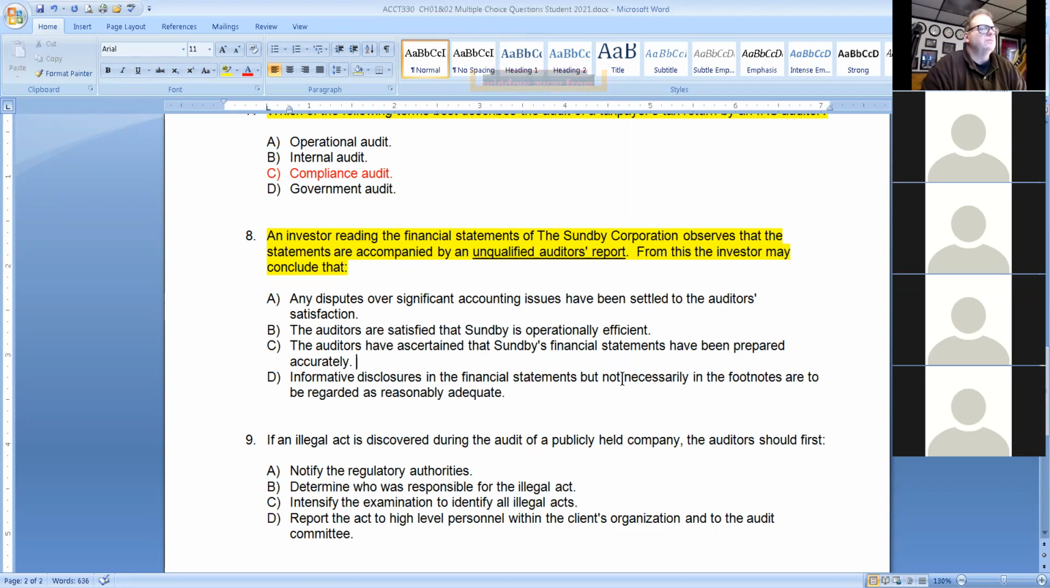Isn't it just focusing on the financial statements? Well, not necessarily. We actually do report on the footnotes. It's part of GAAP. The footnotes are required, so we do require the footnotes. C is a tempting one. However, do we give any assurance that they're accurate? No. So that tells us this is the one.